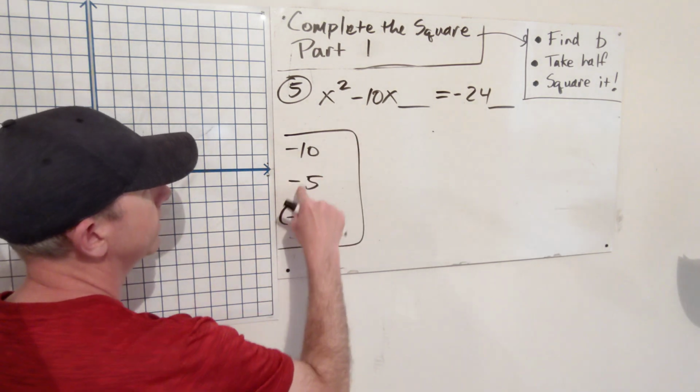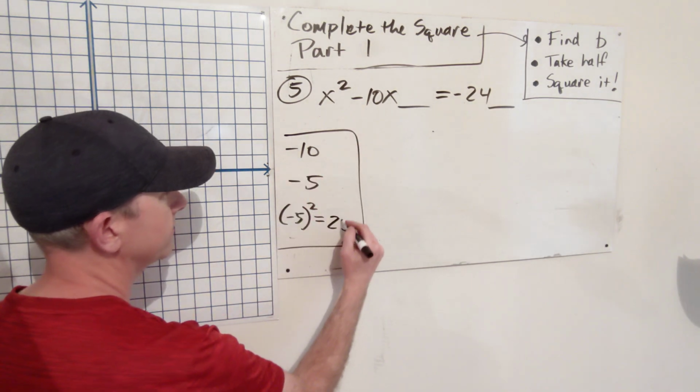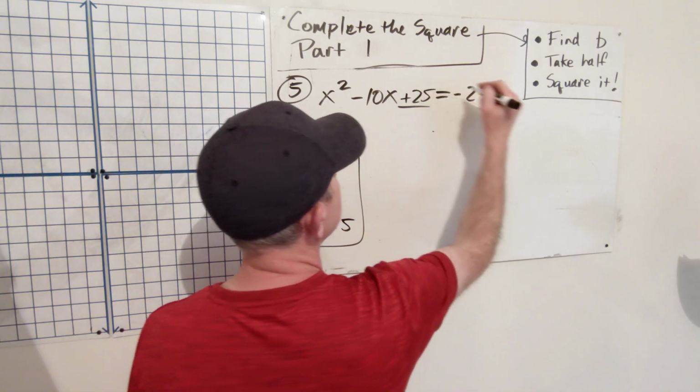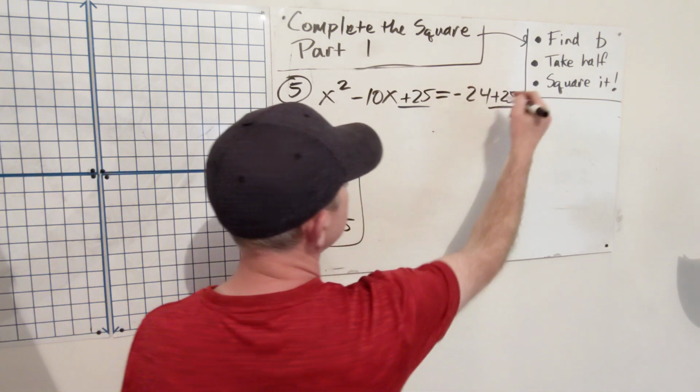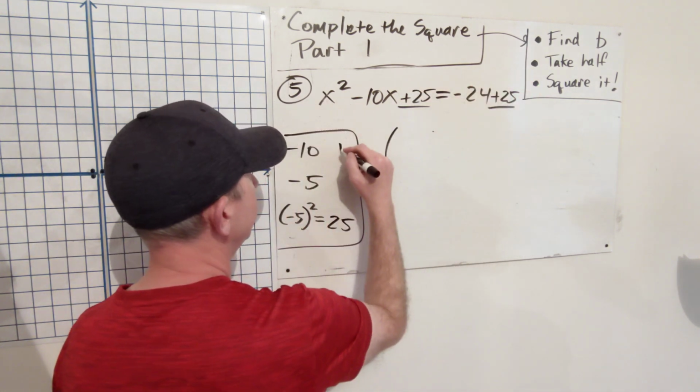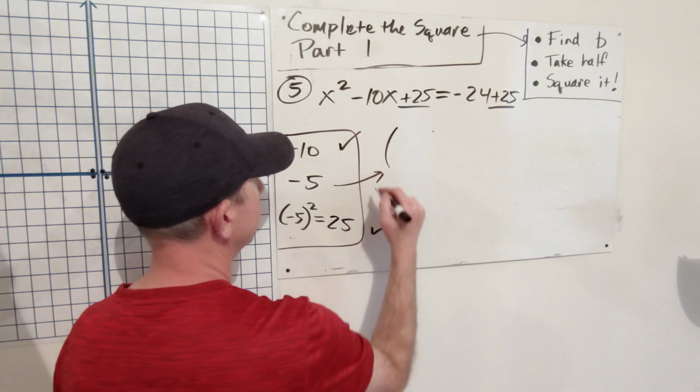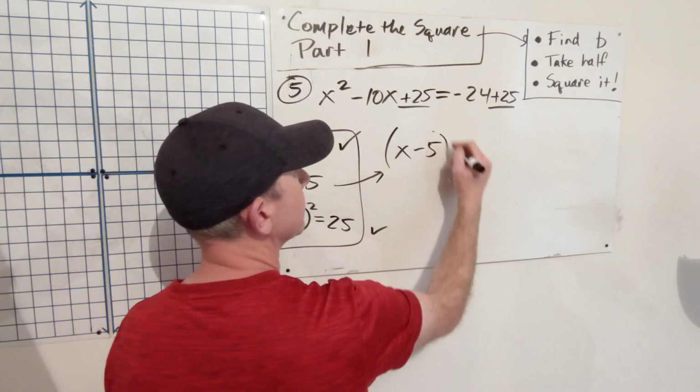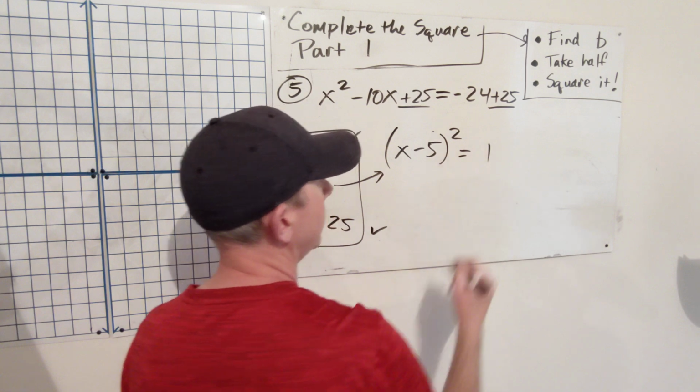So b, take half, and then squared is a positive 25. So we add 25. Now this is really close to 0, but not quite. So we've used this one, we've used that one, so this one goes here. X minus 5 squared is equal to 1.